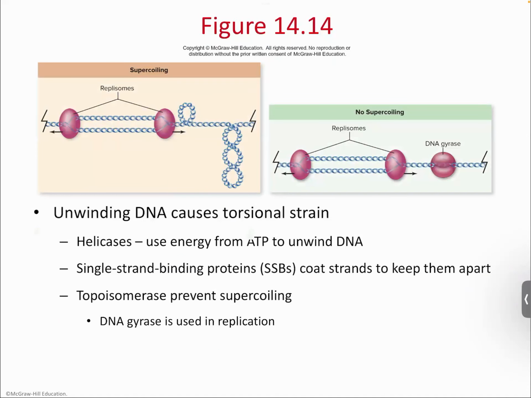Now, a couple more characters in this play. The first thing we have to do before we make DNA is make the DNA available. So the first member of that party is called the helicase. The job of helicase is to unwind the DNA. It'll unwind the DNA and create something called a replication fork, basically opening up and exposing your single-stranded template.